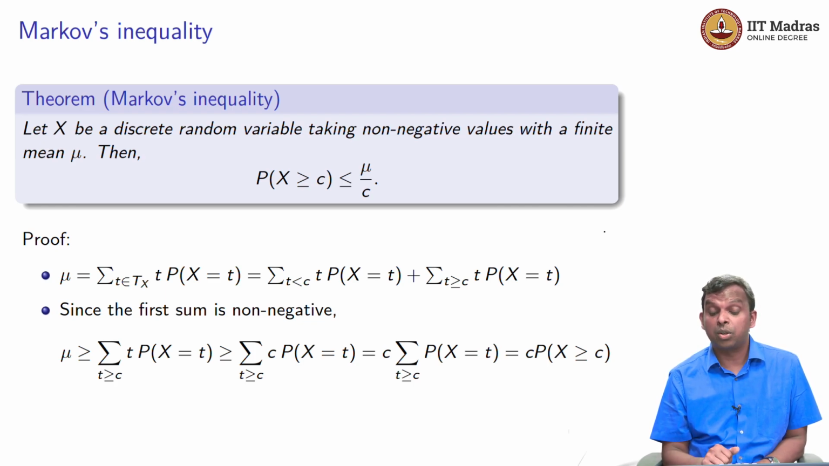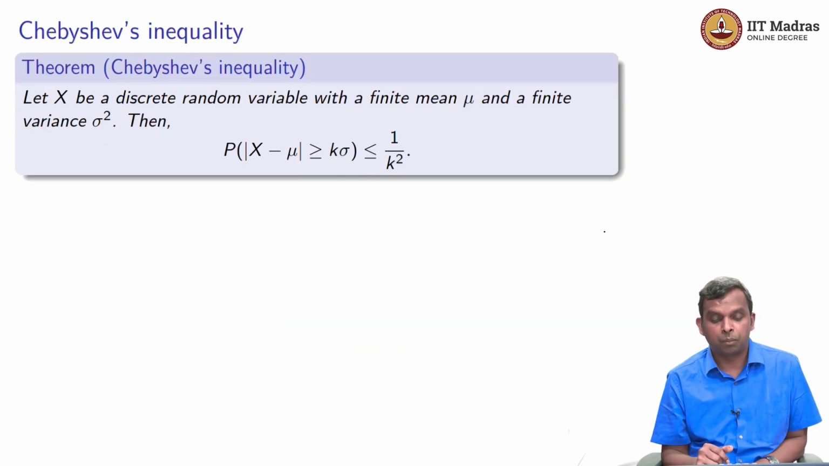The probability that X is greater than or equal to c is less than or equal to mu by c. But remember, this holds only when X is non-negative. If the range of X has a negative value, then this does not hold. Remember that. It's very important.